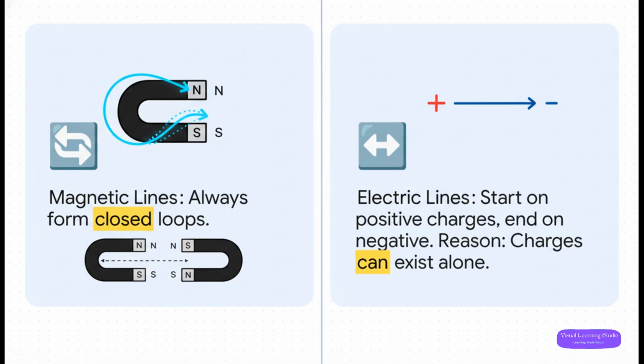Well, it's because you can have a positive charge all by itself, or a negative charge, but you can never, ever have a north pole without a south pole attached. If you cut a magnet in half, you don't get a separate north and south, you just get two smaller magnets. This idea that there are no single magnetic poles or monopoles is a fundamental law of physics.